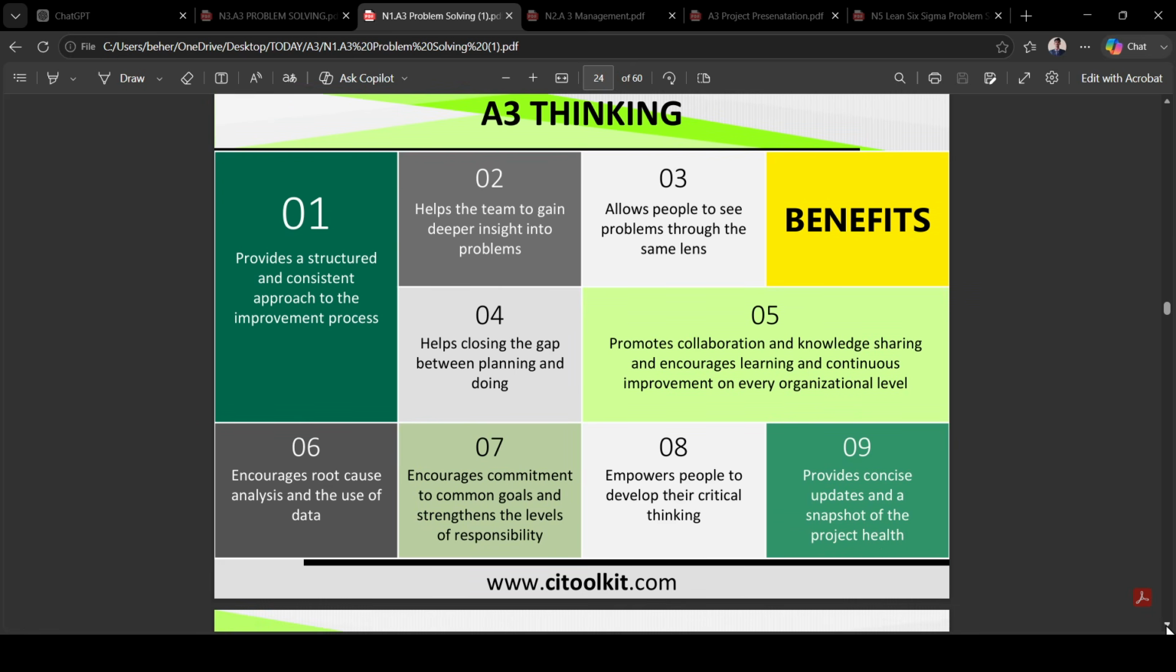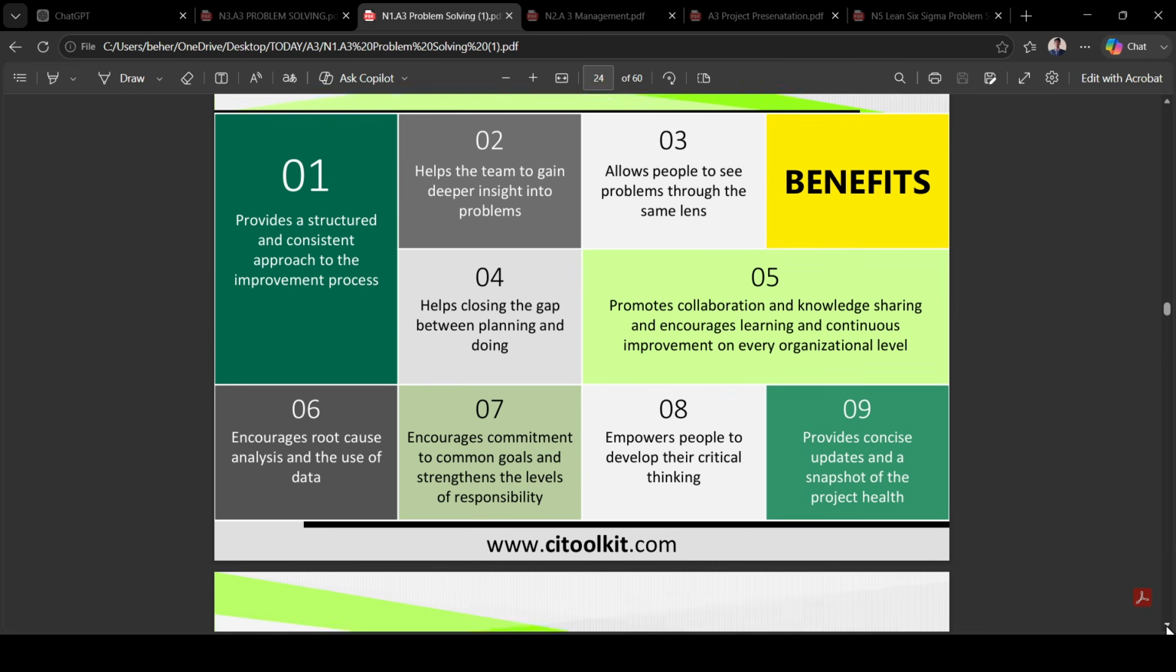These are the benefits of A3 thinking. It provides a structure and a consistent approach to the improvement process, helps the team gain deeper insight into the problems, allows people to see problems through the same lens, helps close the gap between planning and doing, promotes collaboration and knowledge sharing, and encourages learning and continuous improvement at every organizational level. It encourages root cause analysis and the use of data, encourages commitment to common goals, strengthens the level of responsibility, empowers people to develop their critical thinking, and provides a concise, up-to-date snapshot of project health.